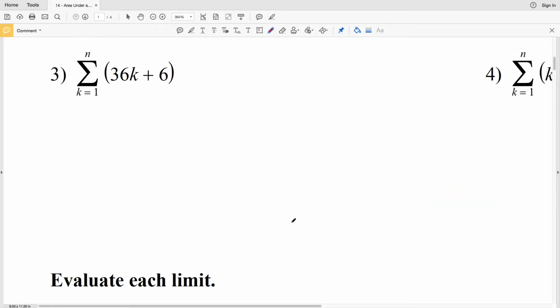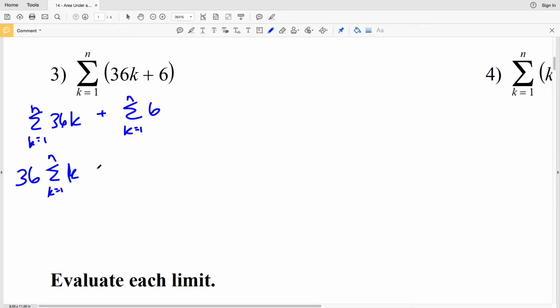Now moving on to number 3, remember we can split up this summation because the terms are added together. So I'll do the summation of k equals 1 to n of 36k plus the sum from k equals 1 to n of 6. Now in this first term I can pull out 36, so I'll have 36 times the sum of k equals 1 to n of k, and then this second one, this is the summation of a constant, which we know is going to be that constant times n. So this is equal to 6n. And that was because of the first rule I explained.